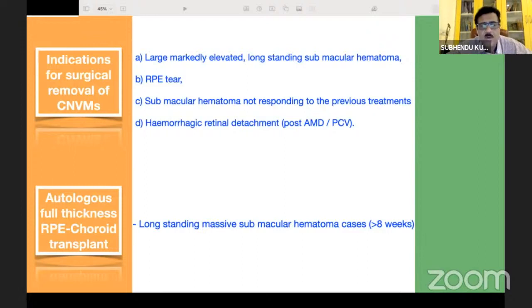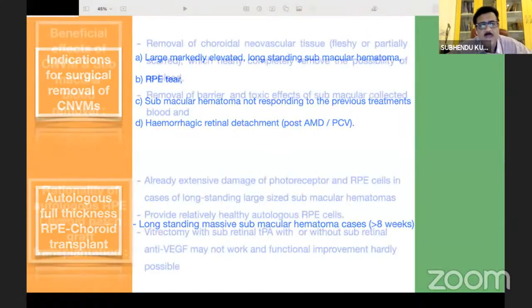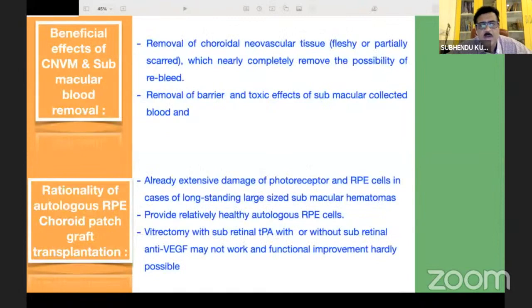Autologous RPE choroid full thickness graft transplantation is what I prefer in long-standing cases, if it is persisting for more than 8 weeks. The beneficial effect of CNVM and submacular blood removal, or the removal of the choroidal neovascular tissue, is that it completely removes the possibility of rebleed, as well as the barrier and toxic effect of the submacular blood.